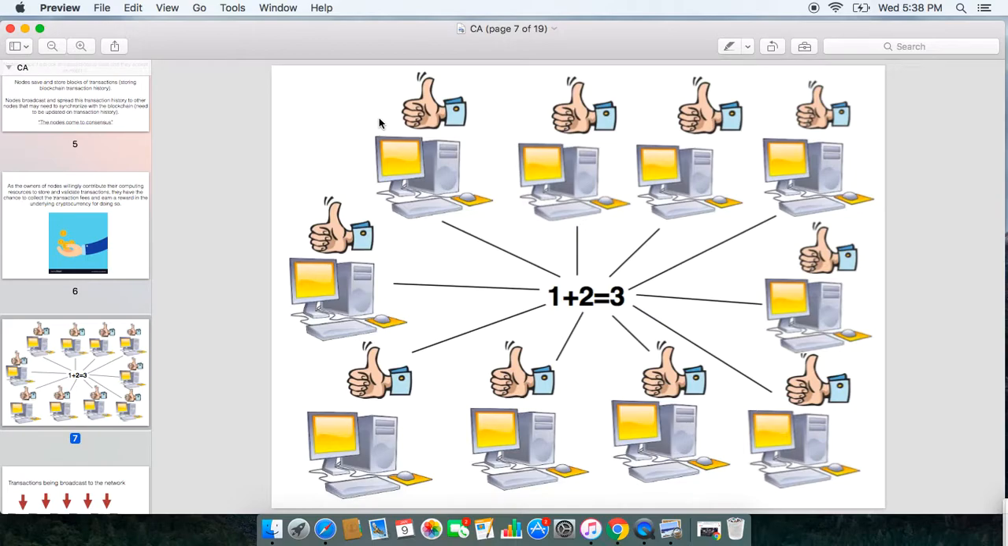So basically this is an example and a visual showing 10,000 computers all agreeing that 1 plus 2 equals 3. They're all agreeing. There's not one computer that's disagreeing. They all have a copy of that. They all have a copy of the transaction before that and before that and before that. And all of them are in agreement that this transaction is accurate and that the ones before it have been accurate as well.